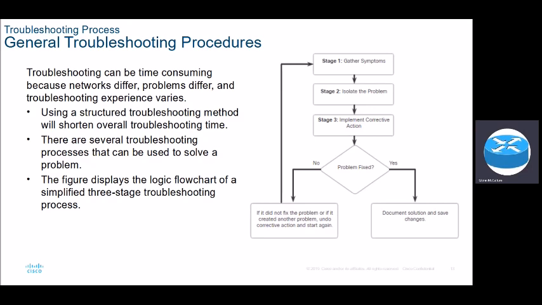Now, if you're lucky, the first time you do that it will be fixed, and so you can document the solution and away you roll. But of course, your first theory may not be the correct theory. If it did not fix the problem or it created another problem, undo that corrective action and start again. So then it's an iterative process. All right, well, theory one didn't work, so we go back to stage one. Are there any more symptoms? All right, so what's theory two? And so basically you cycle through that until you fix your problem, and then you document the solution.